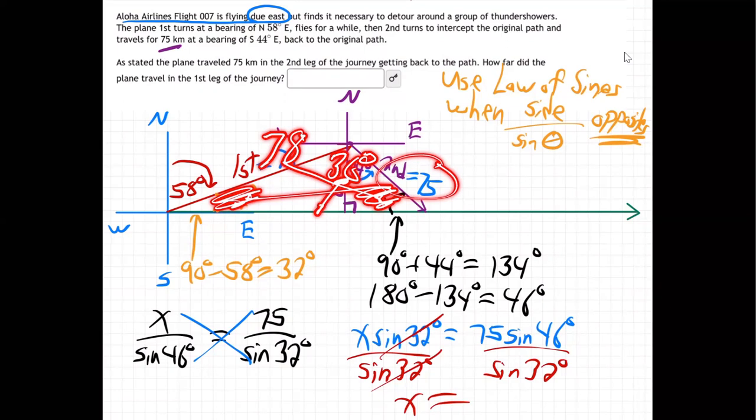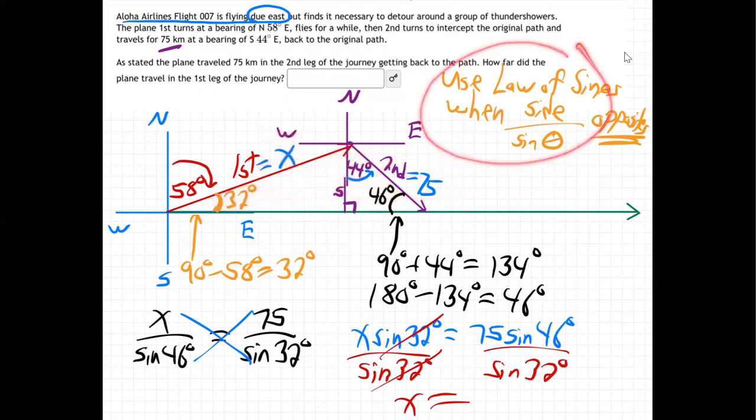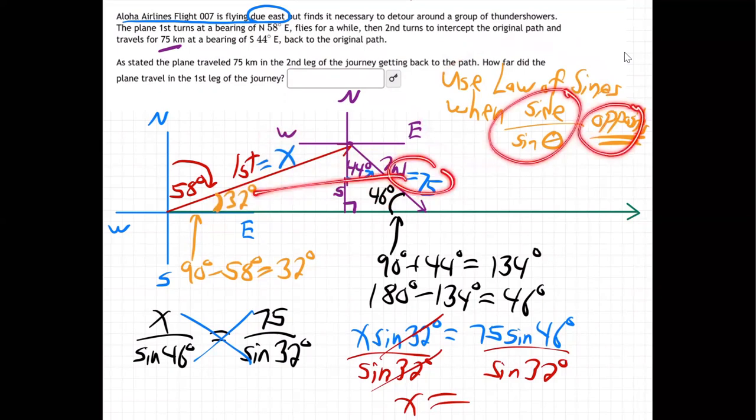I prefer to use law of sines when I can. When can I? Whenever I have an opposite side and angle. So side, opposite angle, side, opposite angle. Set up the ratio, solve it, law of sines. And there we go.